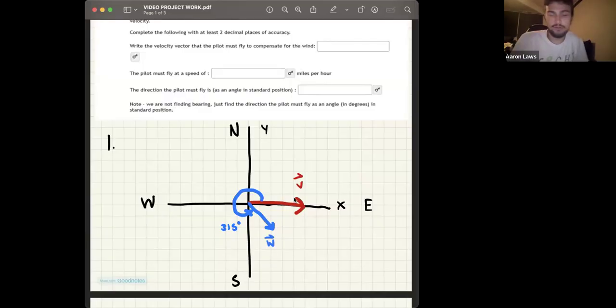I then drew a red vector representing the desired velocity that the pilot wants to fly at, 475 miles per hour east, and then a blue vector representing the wind vector at 45 miles per hour in the southeast direction. Assuming that the angle that the wind vector is coming in at is directly even between the two cardinal directions, the angle theta would be a multiple of 45, so in that quadrant we end up with an angle of 315 degrees.